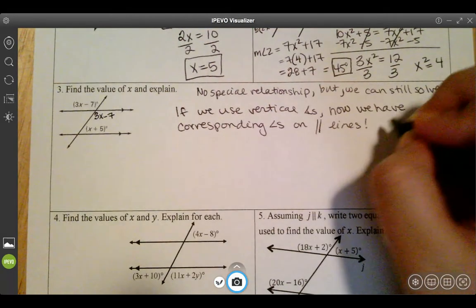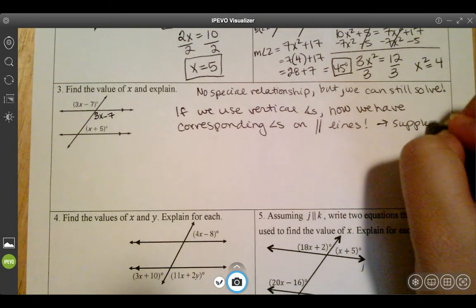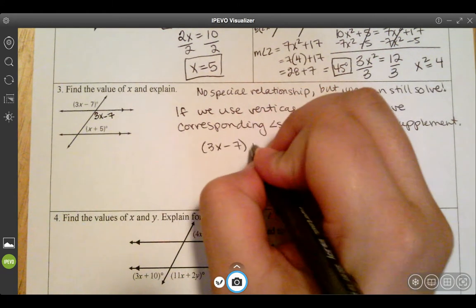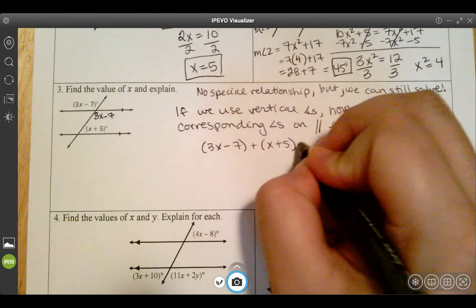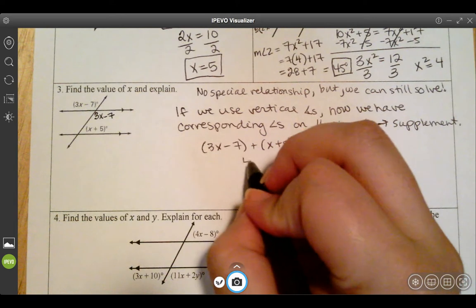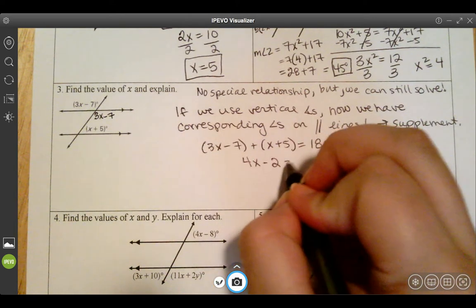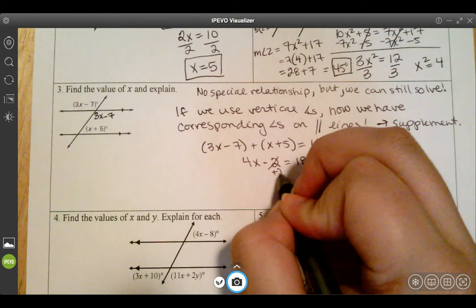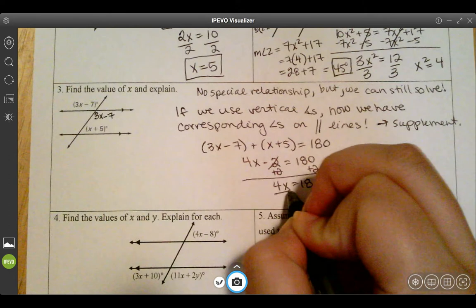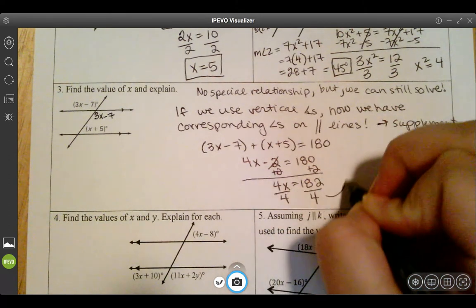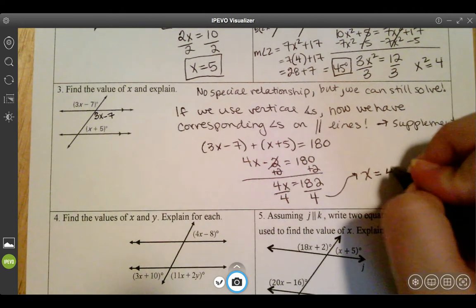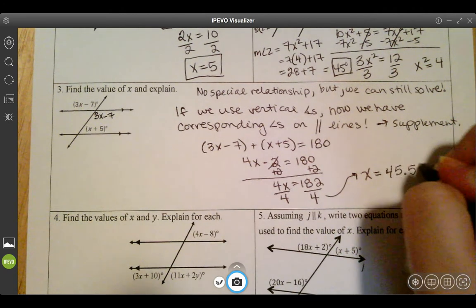So supplementary. So 3x minus 7 plus x plus 5 equals 180. Collecting like terms here, 4x minus 2 equals 180, plus 2, plus 2, 4x equals 182, divided by 4, x equals 182 divided by 4. It doesn't go in evenly, 45.5 degrees.